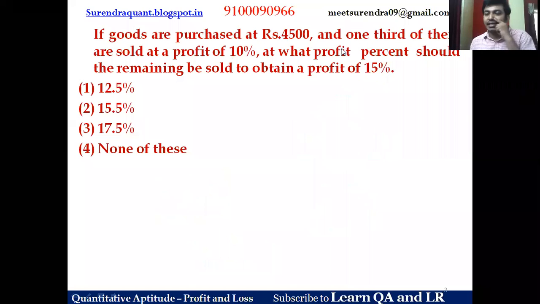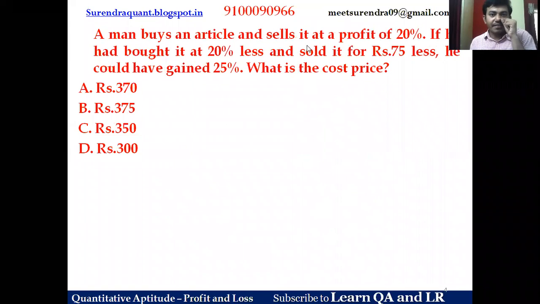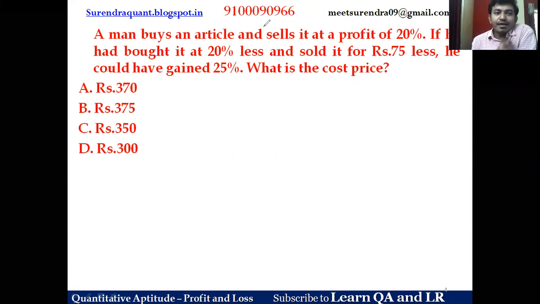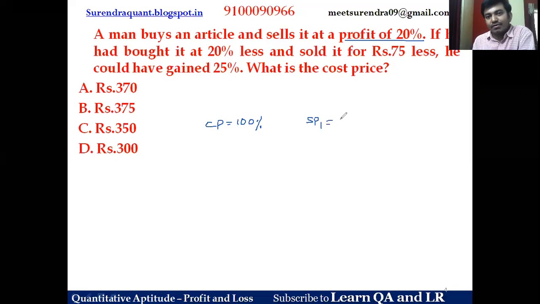This is the first variety that I thought to discuss in this video. Another variety. A man buys an article and sells it at a profit of 20%. If he had bought it for 20% less and sold it for 75 rupees less, he would have gained 25%. What is the cost price? So let us consider the cost price is equal to 100%. Initially, there is a profit of 20%. So what is SP1? SP1 is 120%.